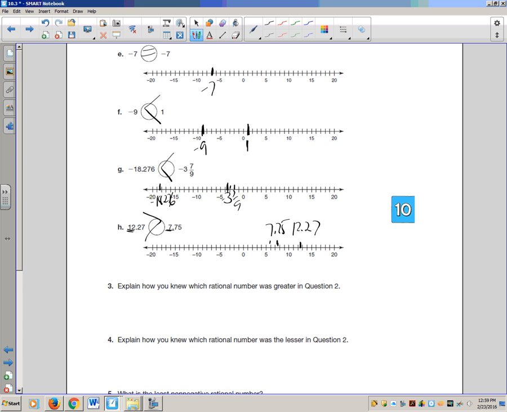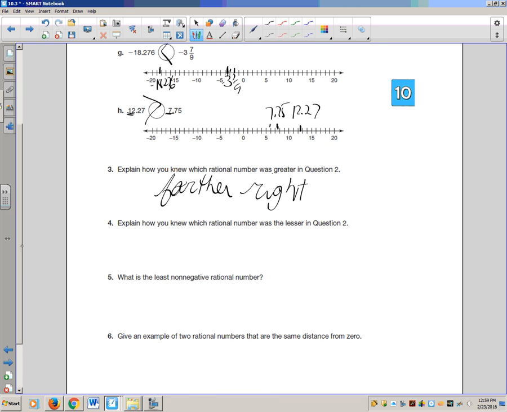Explain how you knew which rational number was greater. Farther right. Explain how you know which rational number was less. Farther left.